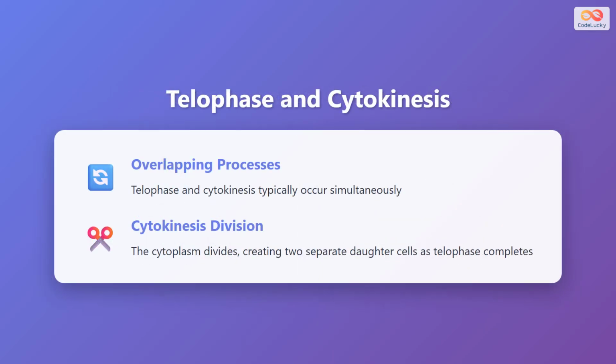Telophase doesn't happen in isolation. It's important to understand that telophase and cytokinesis are overlapping processes that typically occur simultaneously. While the nuclear events of telophase are happening inside the cell, cytokinesis begins to divide the cytoplasm itself. In animal cells, a cleavage furrow pinches the cell in two. In plant cells, a cell plate forms down the middle. By the time telophase completes with two fully formed nuclei, cytokinesis creates two separate daughter cells, each with its own nucleus and share of cytoplasm.